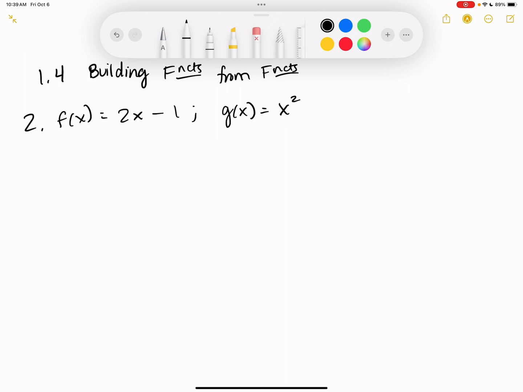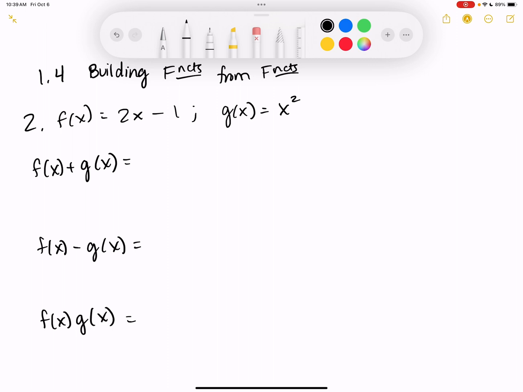And then we are going to be doing f of x plus g of x, and then f of x minus g of x, and then f of x times g of x. Typically, if I gave you this on a quiz, I would only give you one of these, because these are really long and you should be able to add and subtract terms by this point. So for the first one, we would have 2x minus 1 plus x squared.